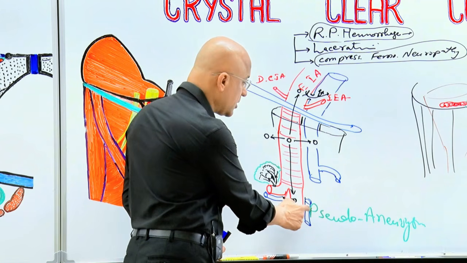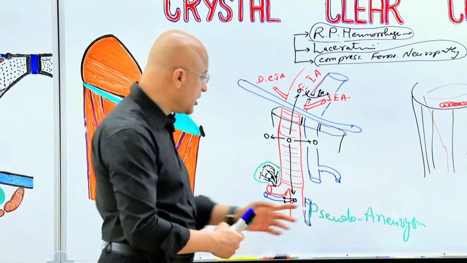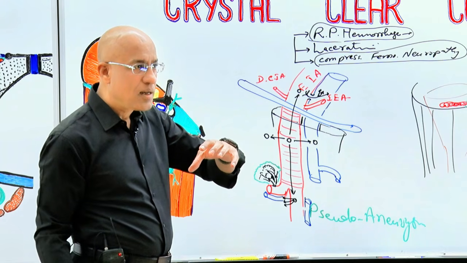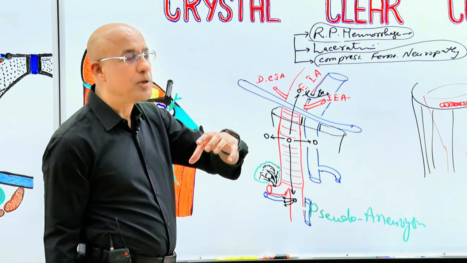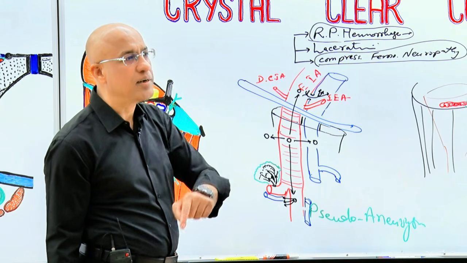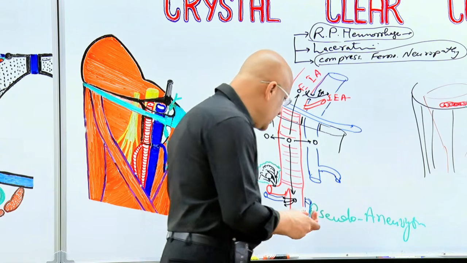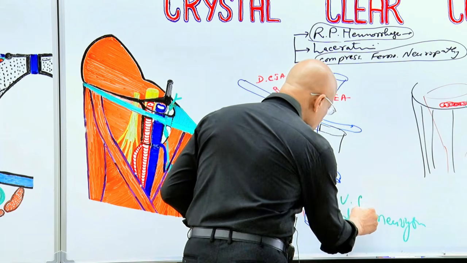I will go into big detail about this. So one of the complications here is pseudoaneurysm, which is just a pulsatile hematoma whose significant wall is made by the surrounding tissue, and on one end it is communicating with the lumen of the artery. The other complication is AV fistula.